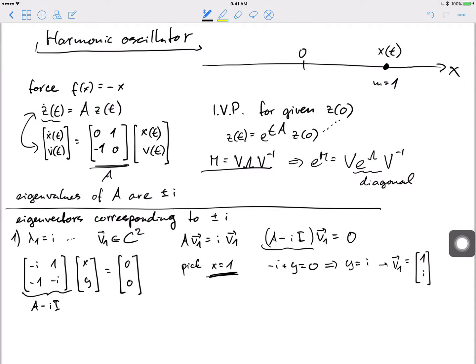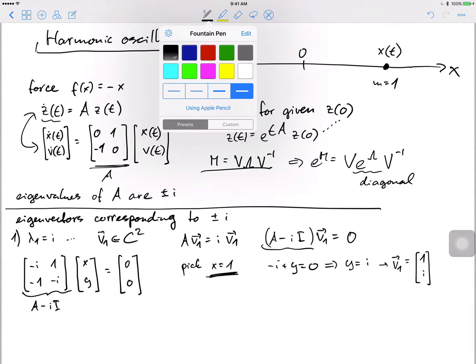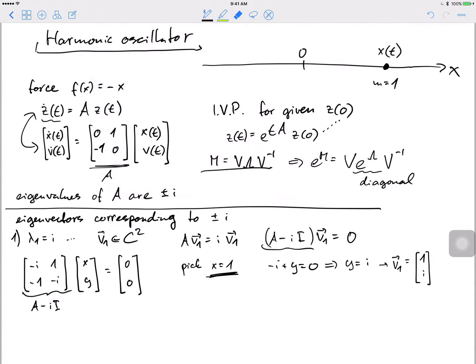Okay, so we have the vector v1 which satisfies exactly this equation. This is its exact value. It's defined up to scale. I can scale it by an arbitrary complex number. It will still be a valid eigenvector unless I decide to scale it by 0, which would not be a very good idea. All right, so that's one of them.